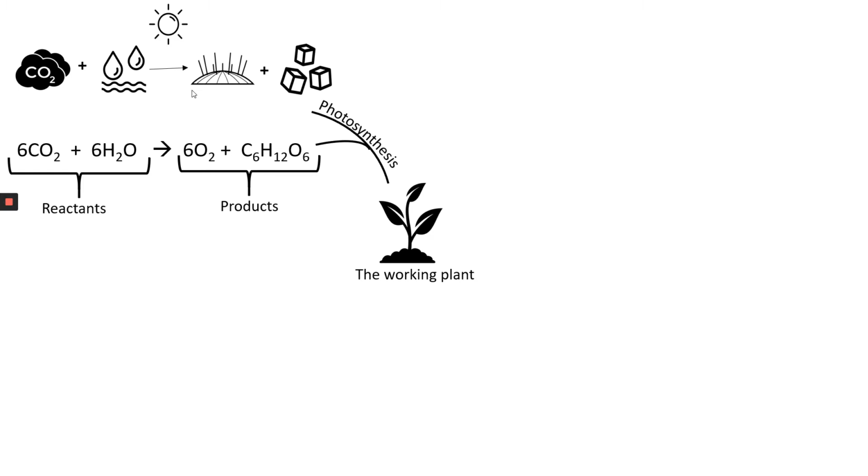You also need to know the formula equation. So we have CO2 for carbon dioxide, H2O for water, O2 for oxygen, and C6H12O6 for glucose. You also need to know how many of each of these you need. And you can see here the balanced formula equation is 6 lots of CO2 plus 6 lots of water gives you 6 lots of oxygen and 1 lot of glucose, C6H12O6.